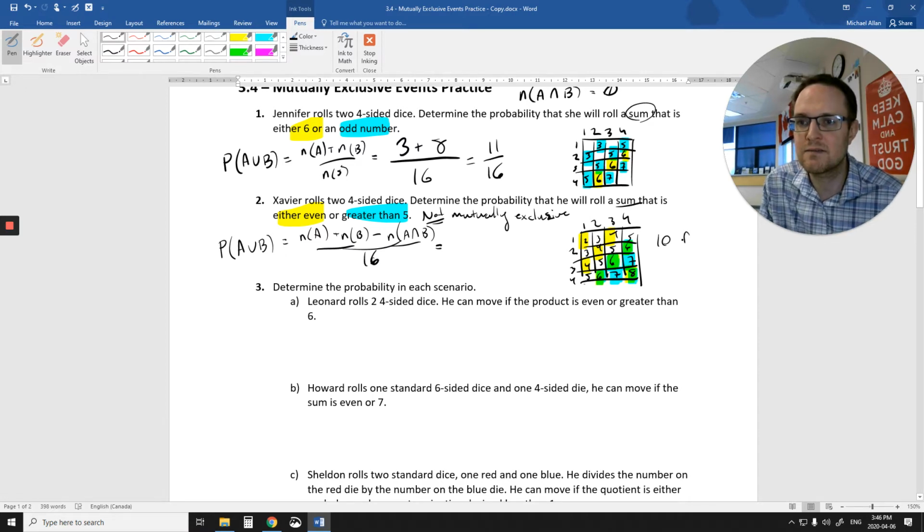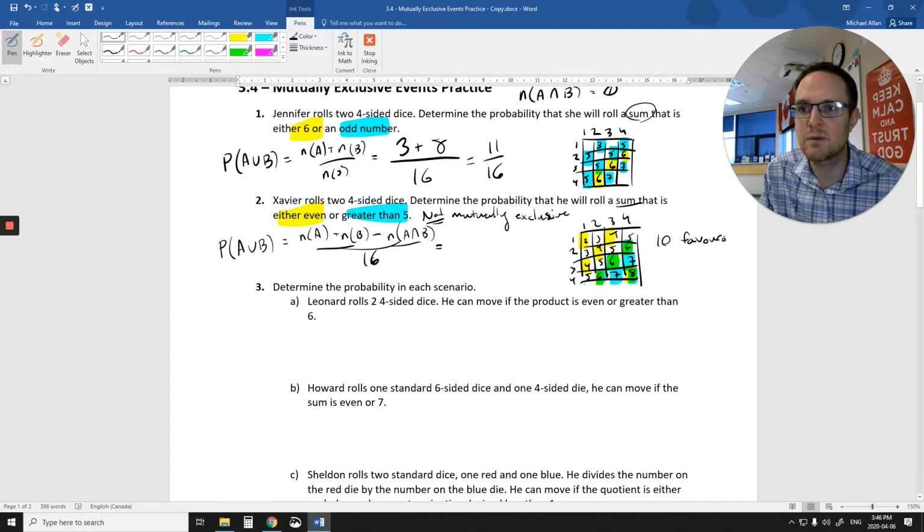Yeah, so 10 favorable outcomes, just by looking at the picture. Now I want to do this by using the formula. I want to see if this works. So the number of even numbers: 1, 2, 3, 4, 5, 6, 7, 8, there's 8 of those.